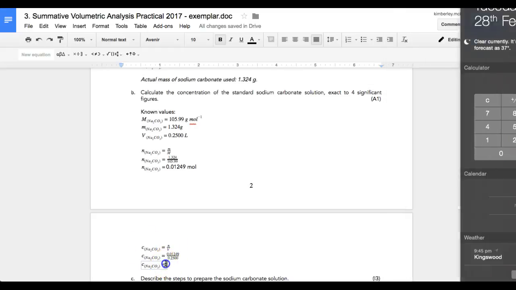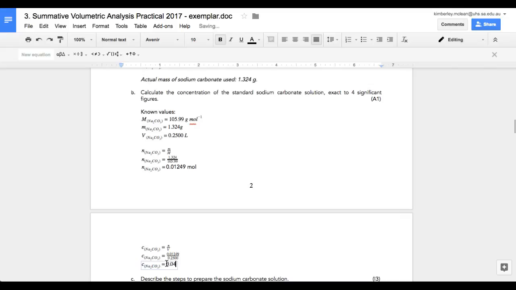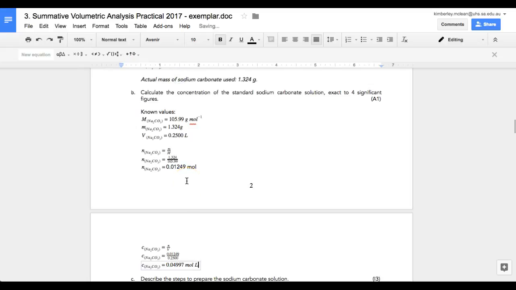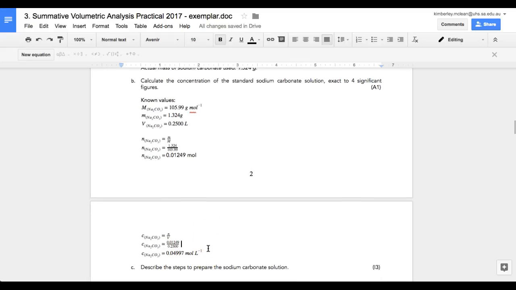Oops, I'm typing in the wrong spot, aren't I? 0.04997 mole per litre. And I just need to insert X to the B to get a superscript minus 1. And that is the calculations done for part B.